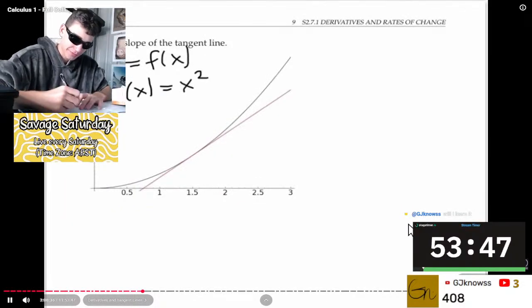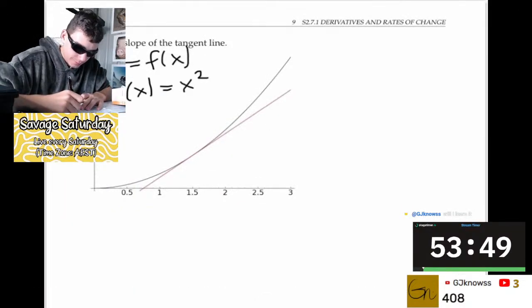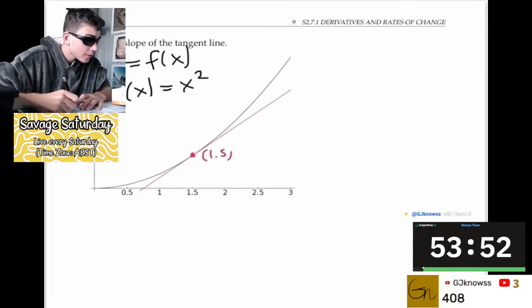Oh, I also have a tangent line to my function drawn in red. This tangent line is the tangent line at the point (1.5, 2.25). By a tangent line, I mean a line that touches the graph of my function at this one point and heads off in the same direction as the function.